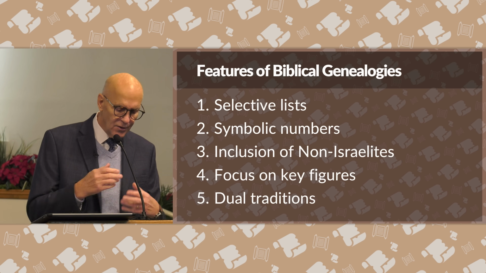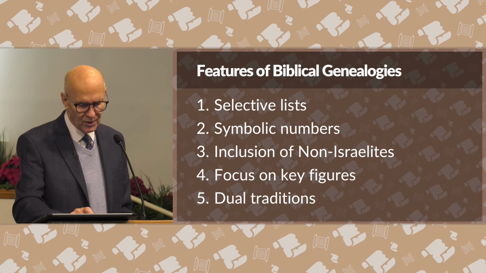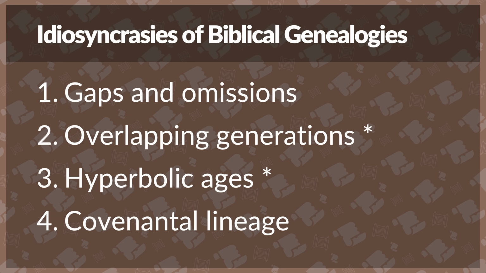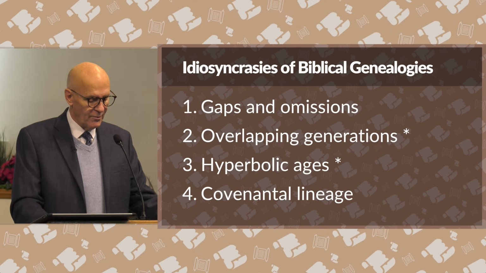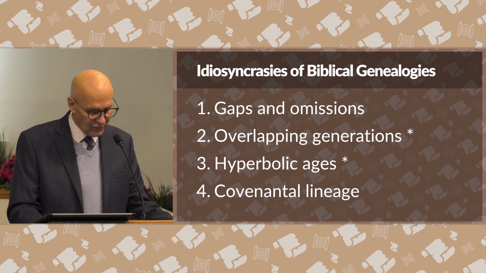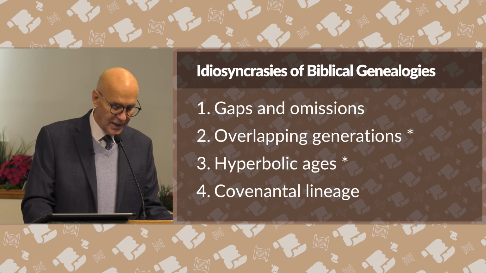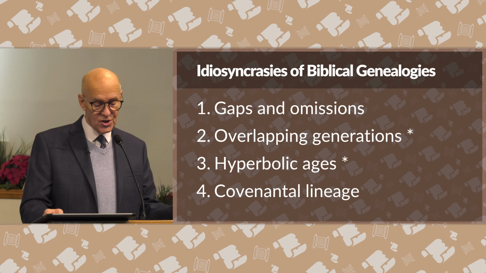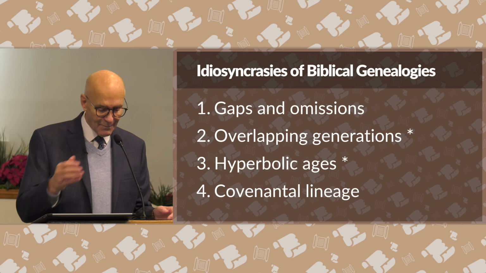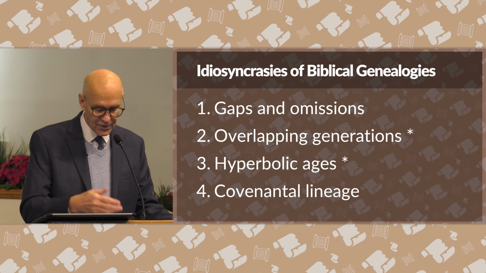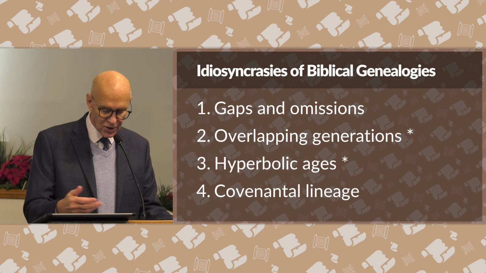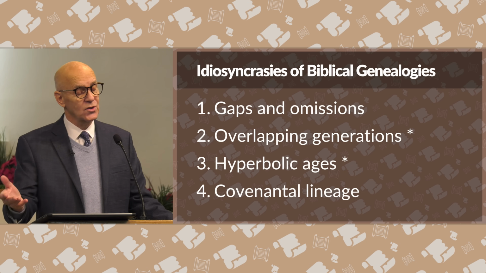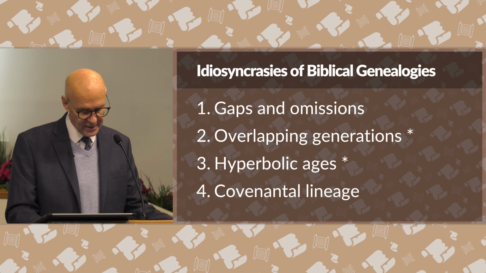There are also some idiosyncrasies of biblical genealogies. For example, there are gaps and there are omissions. Intentional gaps often serve theological purposes rather than simply reflecting historical inaccuracy. Some genealogies include overlapping lifespans of figures with the same names, creating interpretive challenges. Many modern scholars point to this, for example, as a problem.